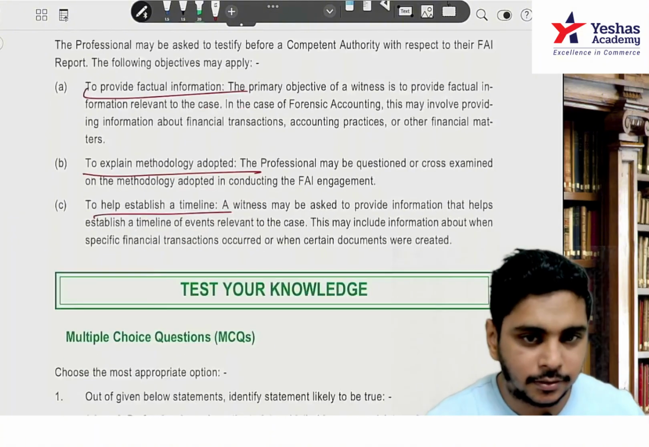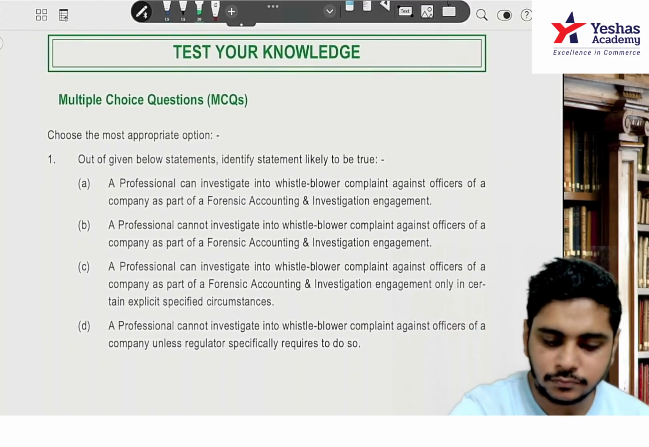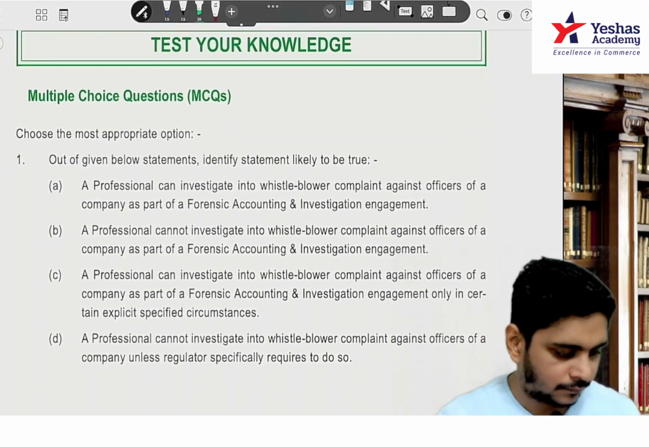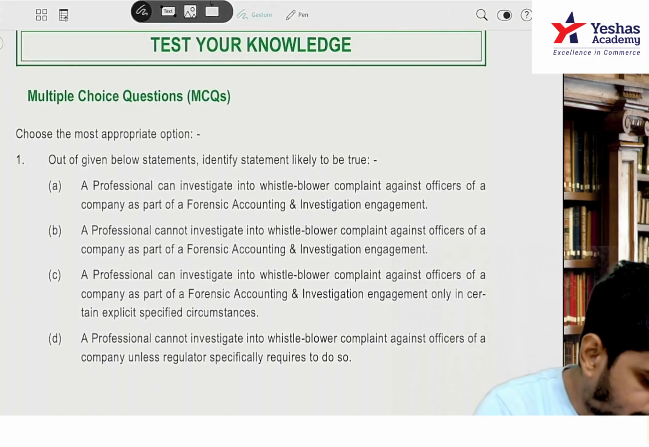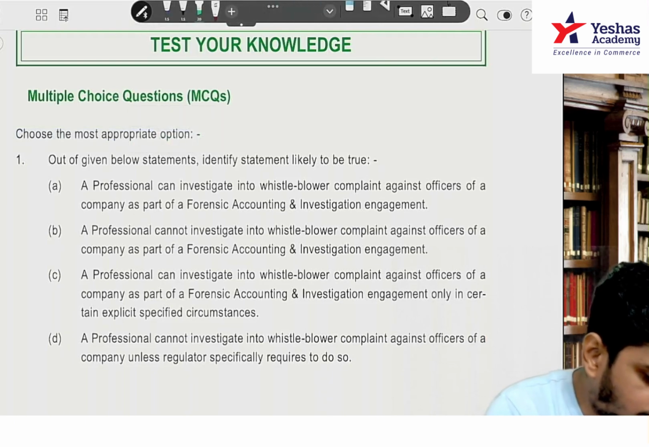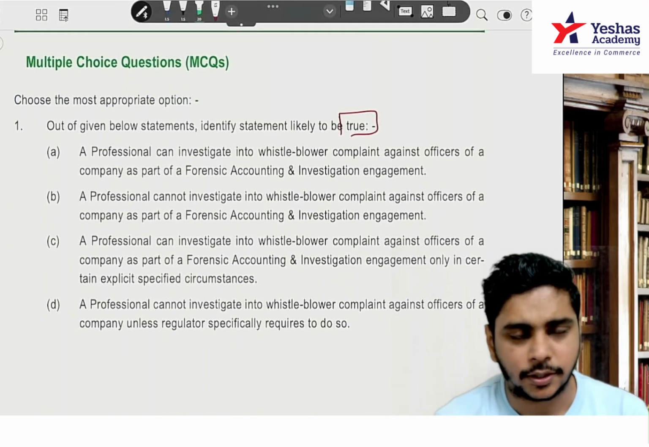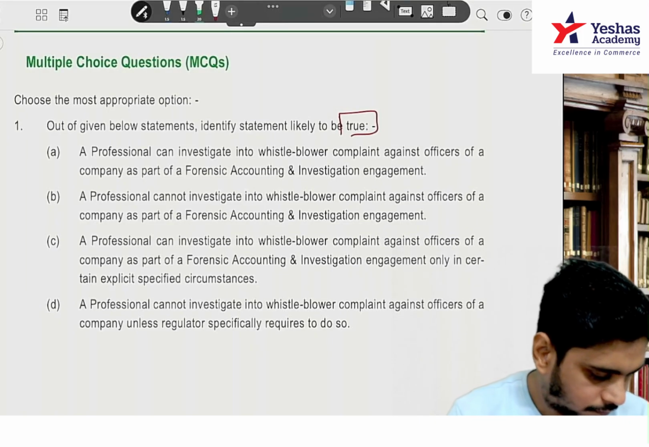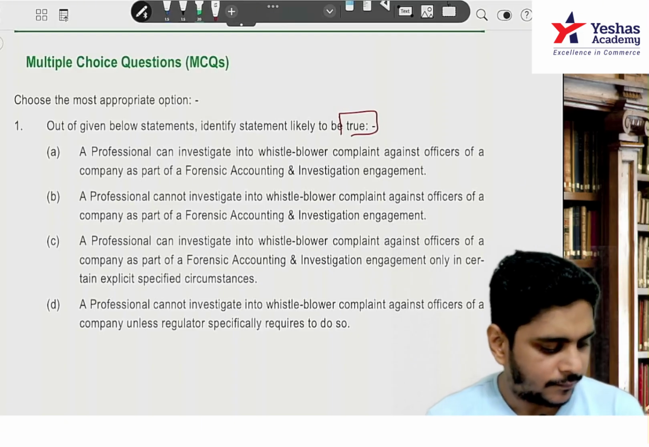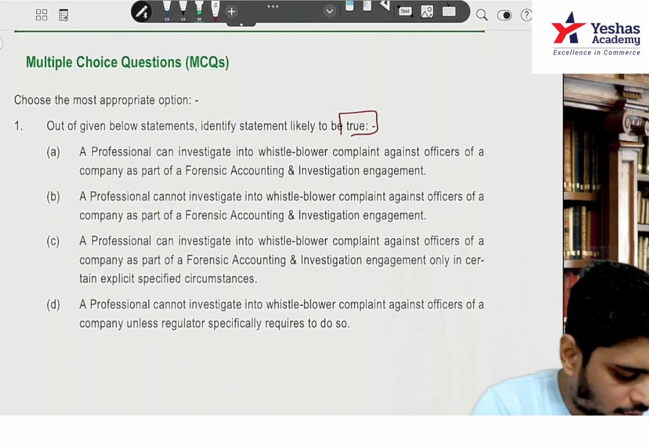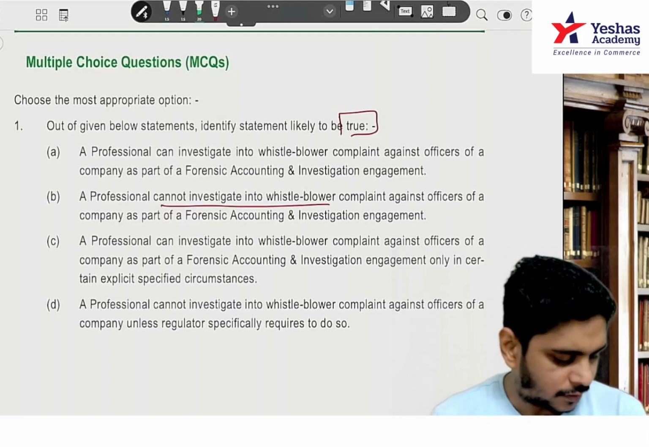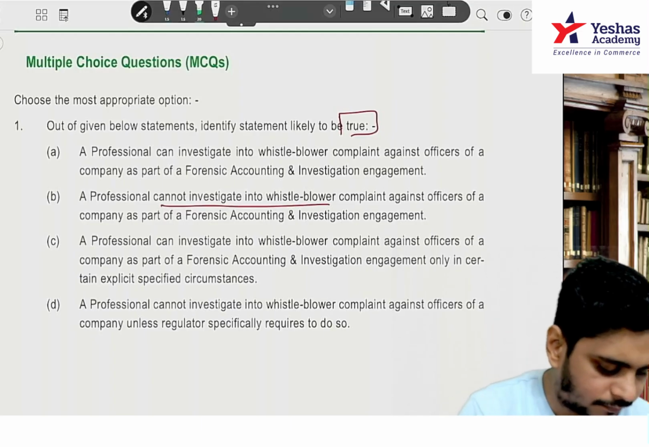Done? Great. Now let's do the MCQs. It says choose the most appropriate option. Out of the statements given below, identify the statement which is likely to be true. Which one is true? A: A professional can investigate into a whistleblower complaint against an officer of a company as a part of a forensic and investigation engagement. B: He can investigate into whistleblower complaints against an officer of a company as a part of forensic accounting only in certain explicitly specified circumstances.